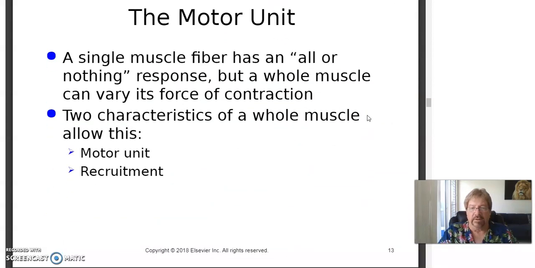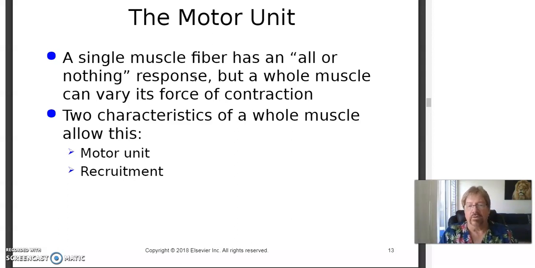I'm sorry, guys. A motor unit is a single muscle fiber. No, it's not. They're telling it wrong here. The motor unit is the nerve and all the muscle fibers that nerve innervates and controls. Now, a single muscle fiber has an all or nothing response. It either contracts or it doesn't. That's a single muscle fiber or cell.